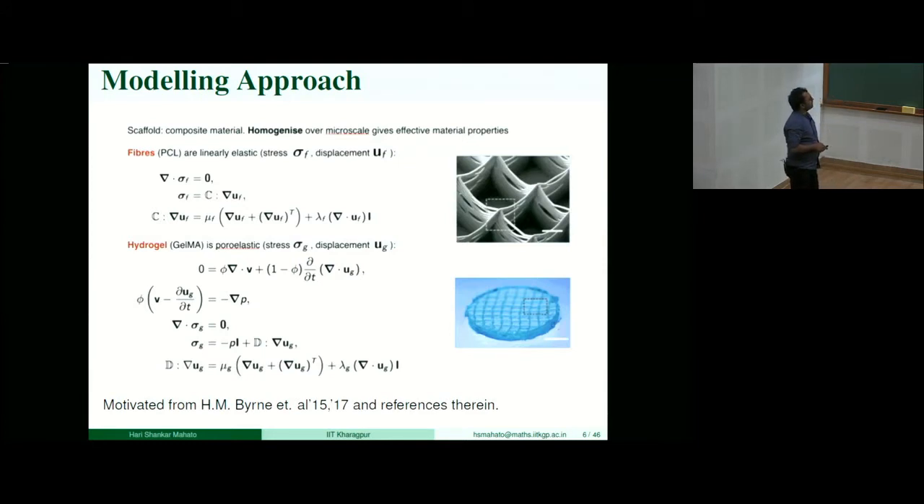As we are saying that these microfibers are elastic, if you assume that the displacement of these microfibers is given by UF, then this UF will follow the linear elasticity equation, which is given by this, where mu F is the shear modulus and lambda is the Lamé's first parameter. This is the general linear equation of elasticity for any elastic material.